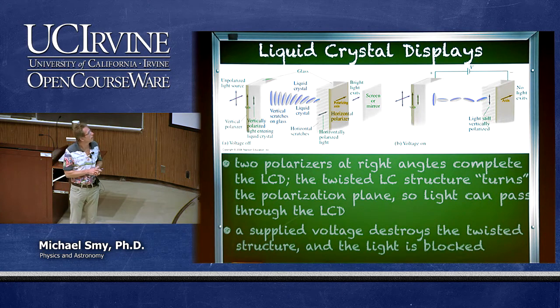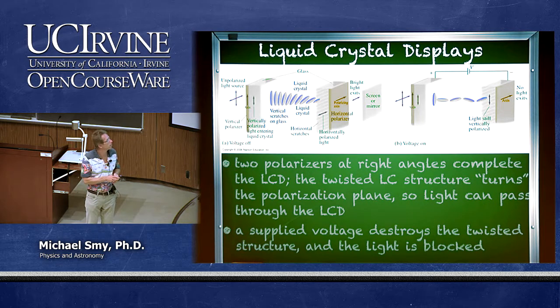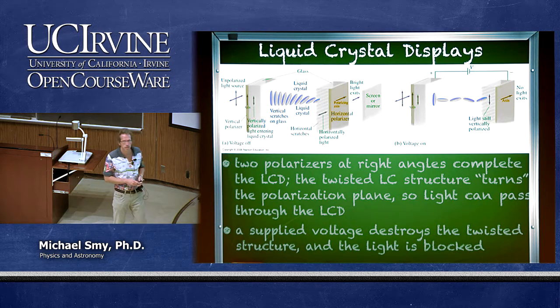But if we now apply an electric voltage, then those molecules which have charges on the end, or which will get induced charges at the end from the voltage, they will rather align themselves end to end and ignore the scratches on the glass. And therefore we destroy those twisted structures, and that means that the polarization of the light going through is no longer rotated. And therefore we have two crossed polarizers, and the LCD becomes dark.